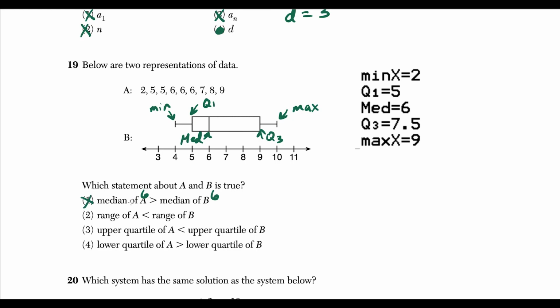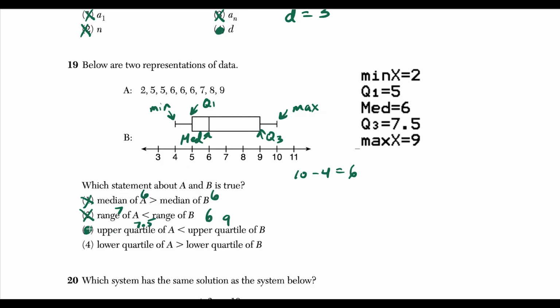The range of A is less than the range of B. Well, just know the range is the difference of the max and the min. So the range of A is 7, since we just do 9 minus 2. And the range of B, we would do 10 minus 4, which is equal to 6. Is 7 less than 6? That's a false statement, so this is out. The upper quartile of A corresponds to quartile 3, so that would be 7.5. That is less than the upper quartile of B, which lines up with 9, and that is a true statement.